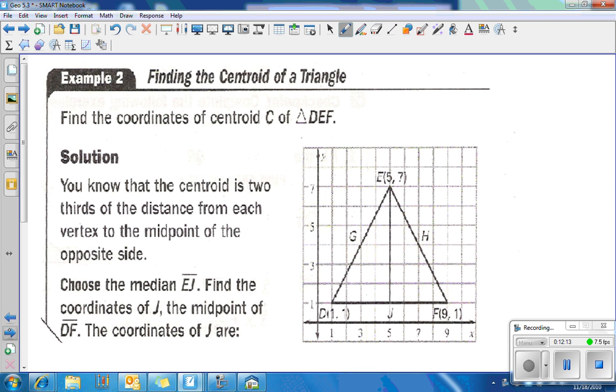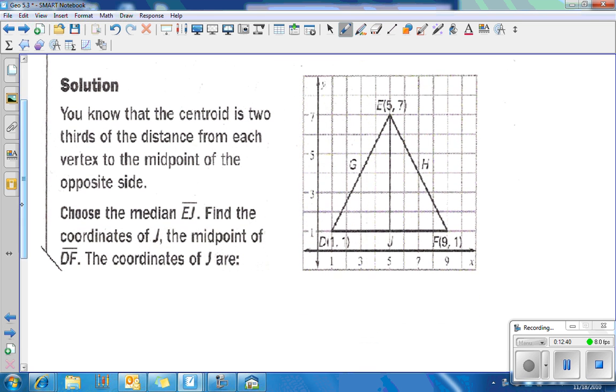Okay, next slide. Find the coordinates of the centroid, C. Now go back to the beginning. The centroid is the point of concurrency of the medians of the triangle. So we're looking for the midpoints of each side, going from that midpoint to the vertex, and where all of them meet together, that is your centroid.